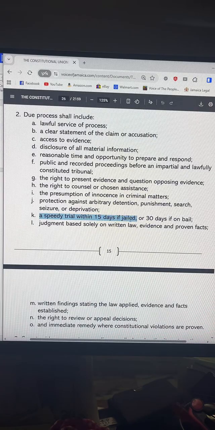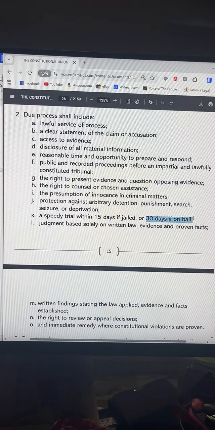So if someone is held in jail, they would have a minimum of 15 days, right? Or if some extenuating circumstances are there, it might be extended a little bit. Or 30 days if they are out on bail, right? So within a month, they would have to convene that case and get it over with.